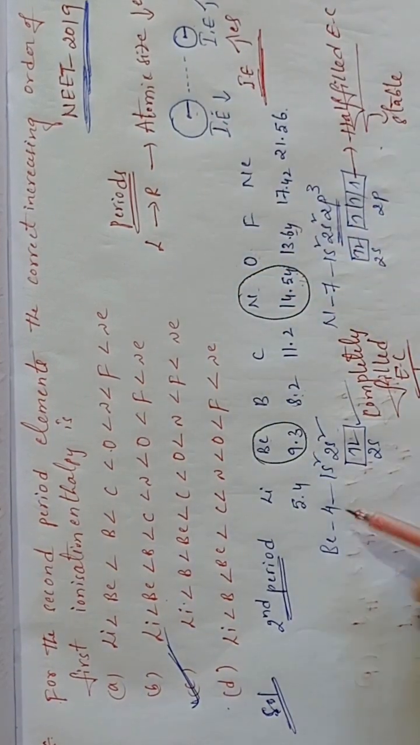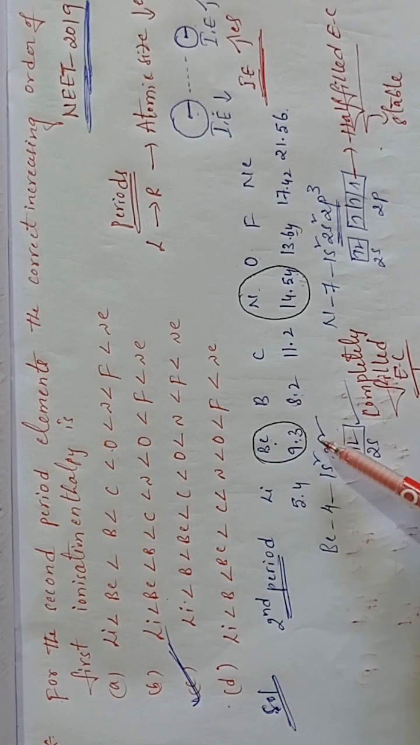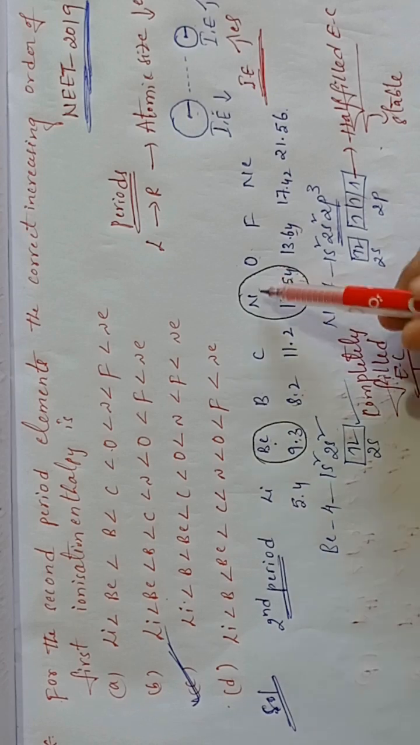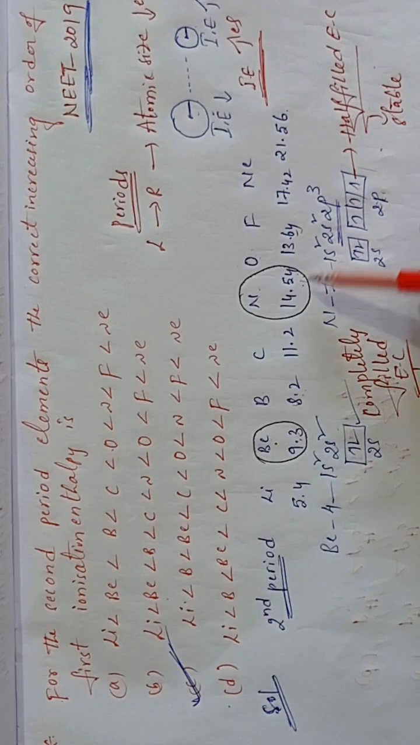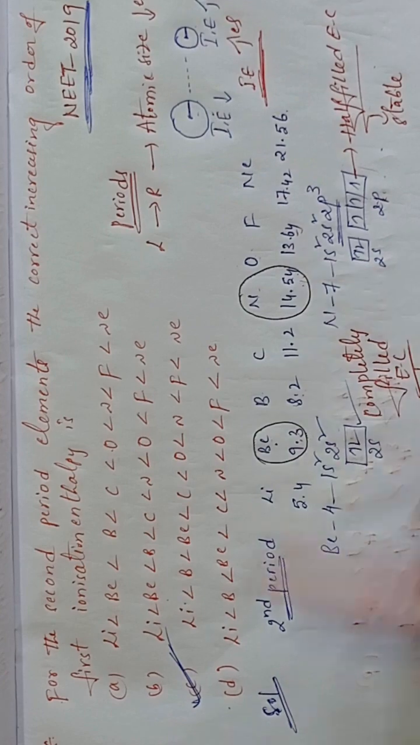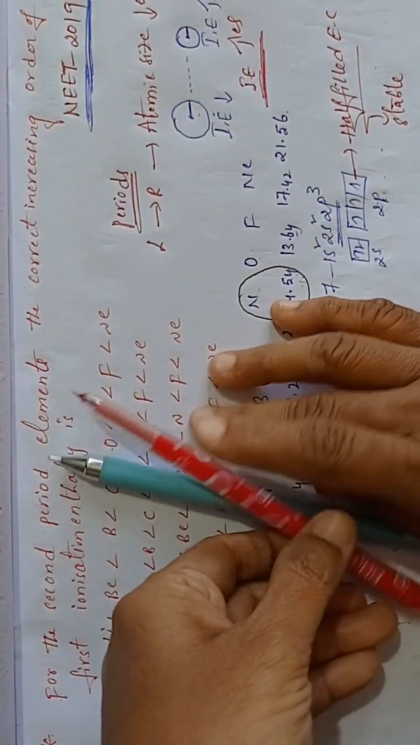Clear this one? So that's why beryllium is showing a higher ionization energy value than boron, because of the reason that it has the completely filled electronic configuration, and nitrogen has the half filled electronic configuration. Half filled p orbitals are more stable. So that's why nitrogen is showing a higher ionization energy value. Clear? So option C is the correct answer. Clear, students? Thank you, students.